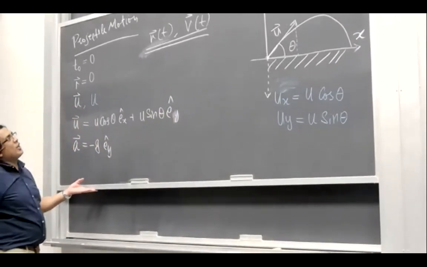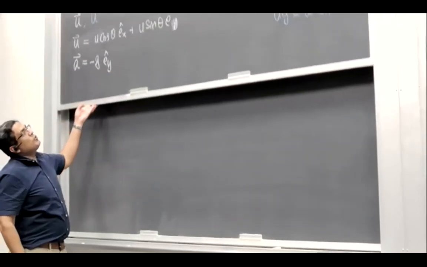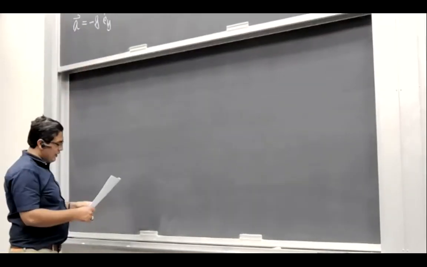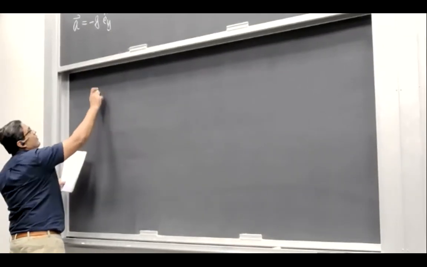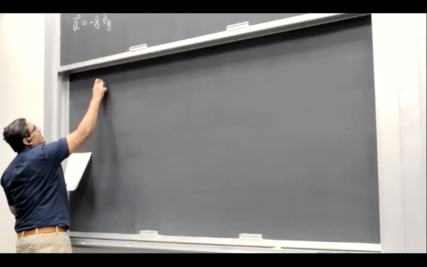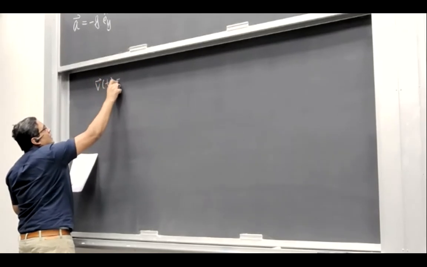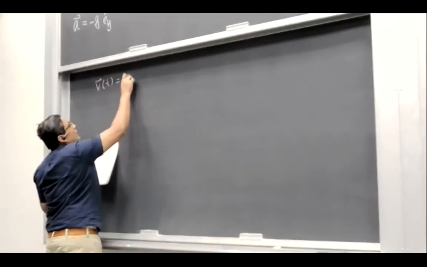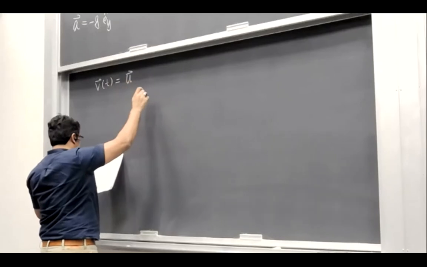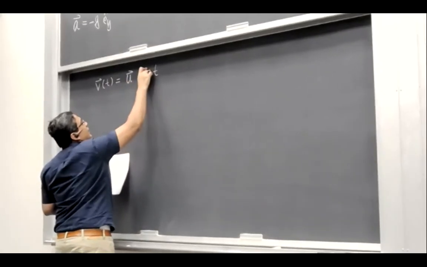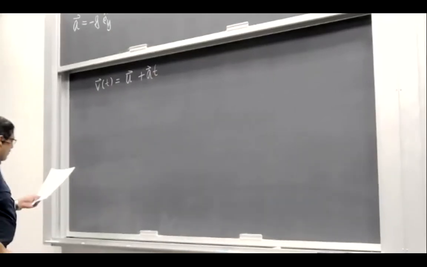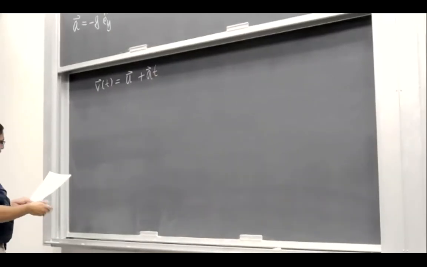All right. So now we'll use the vector form of the equations of motion, and the equation of motion would be the one that we use for the constant acceleration case. So the vector form of the equation of motion is v of t equals u, the initial velocity, plus a t. Everything in the vector form, and it's very simple now.